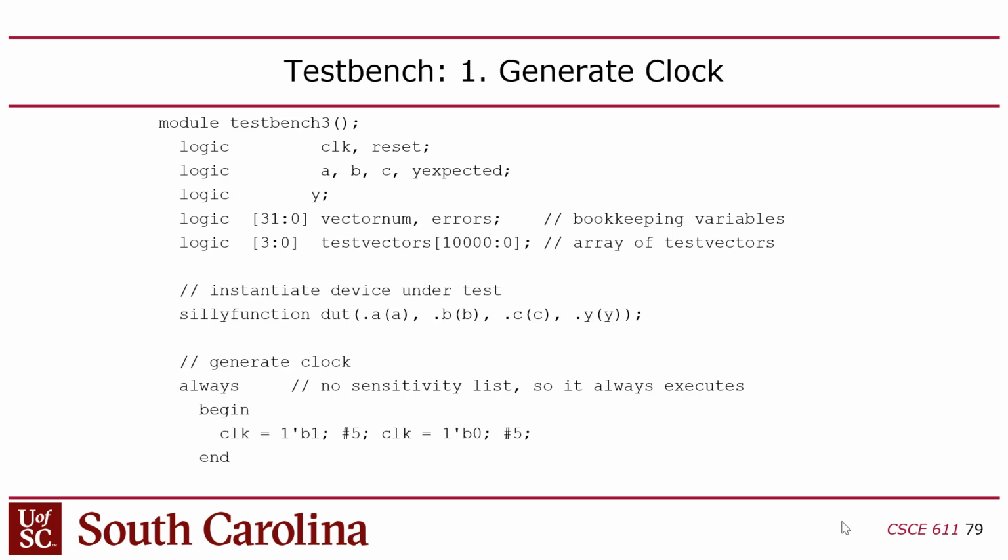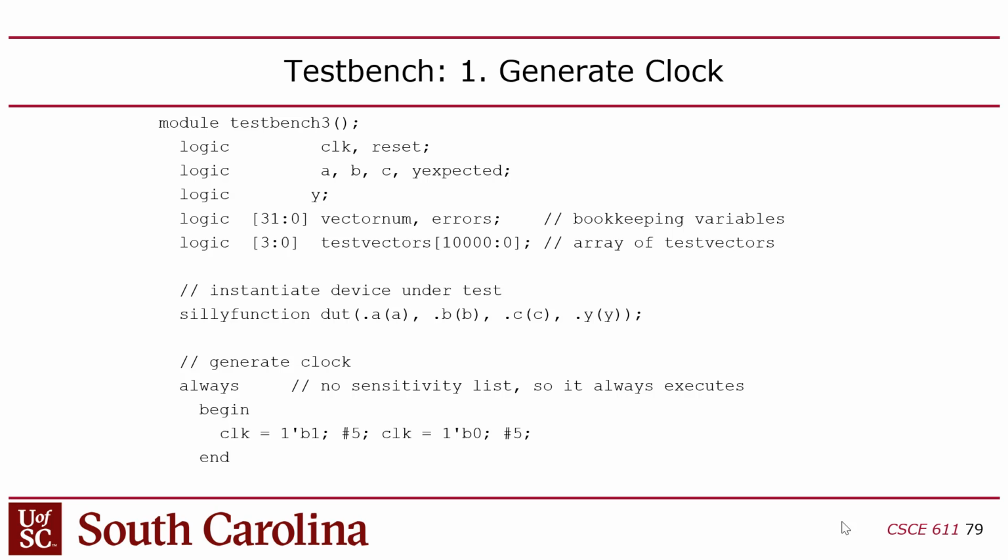I've got Y and y expected. And why those are on two different lines, I have no idea. They could have just been combined. You see it says logic ABC, y expected, logic y. I don't know why those are on two lines. They could have just put those all in one line with clock and reset too. Make sense? Okay, then I've got a 32-bit value for vector num and errors.